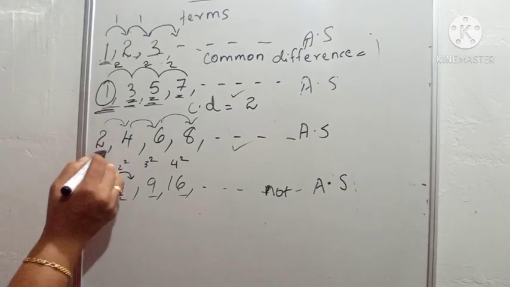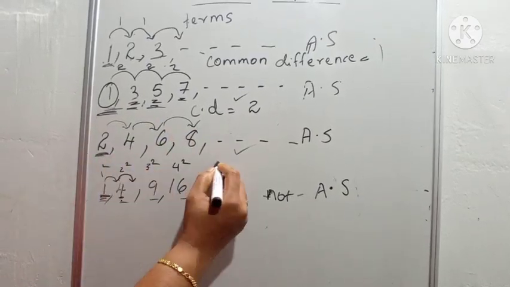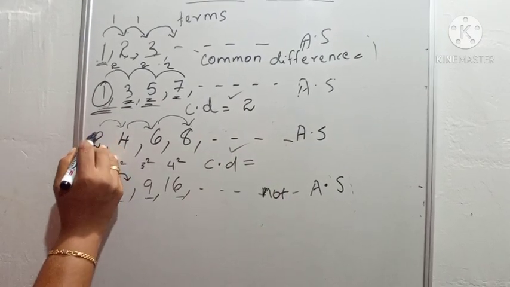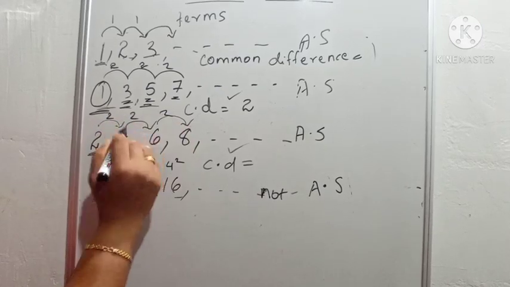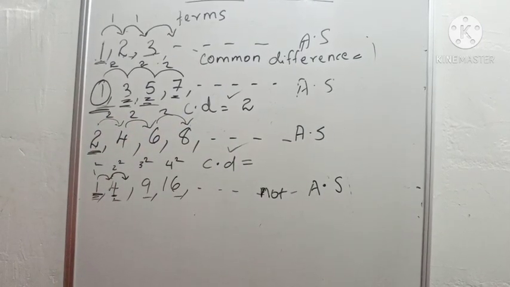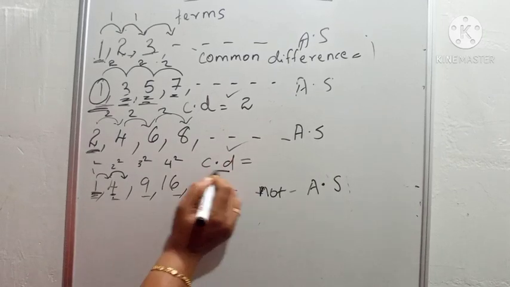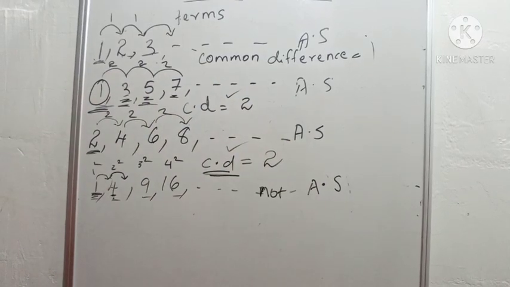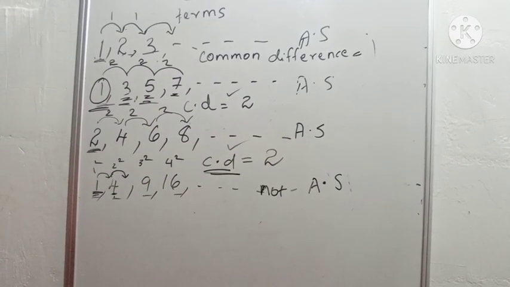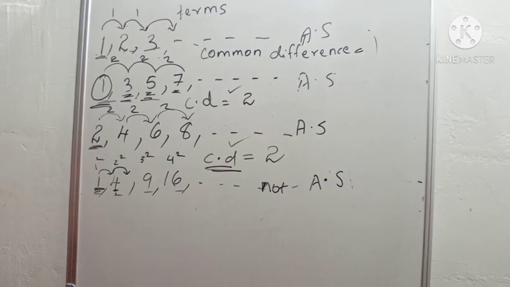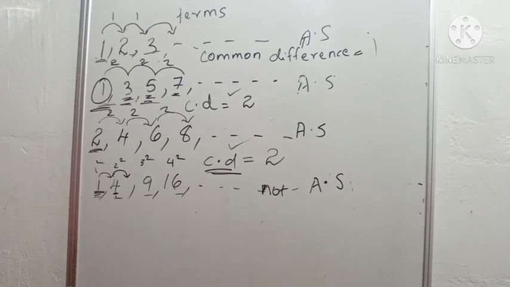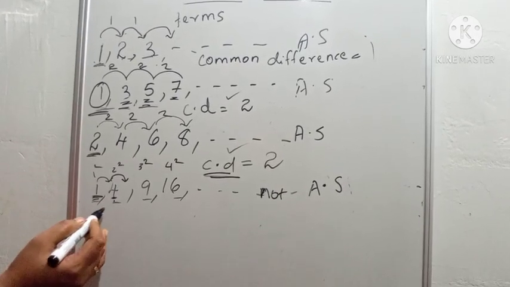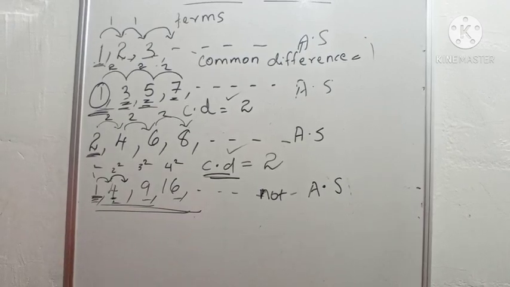Then what about this sequence? What is the common difference here? Yes, the common difference is 2. Starting with 2 and adding 2 repeatedly, we get the sequence of even numbers. So this is what an arithmetic sequence is, what a common difference of an arithmetic sequence is, and what the terms of an arithmetic sequence are. This one is not an arithmetic sequence.